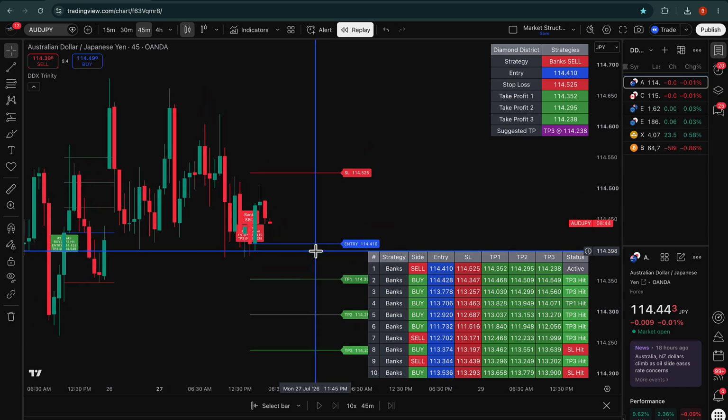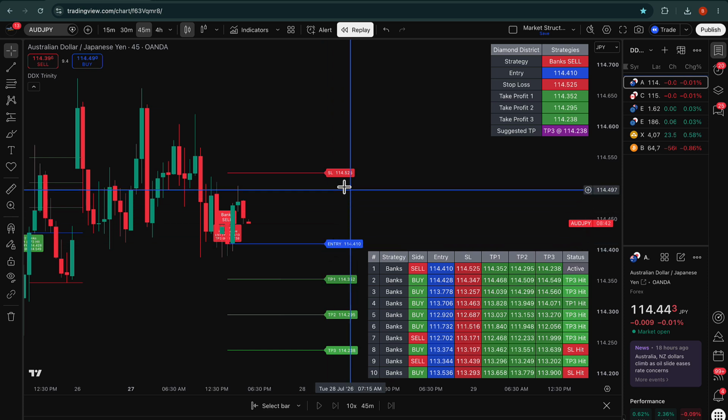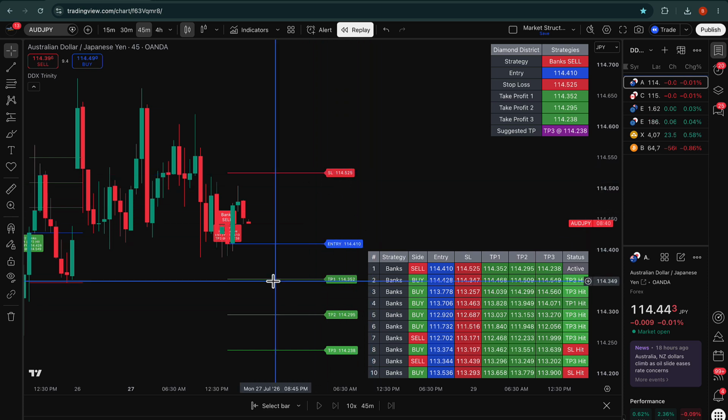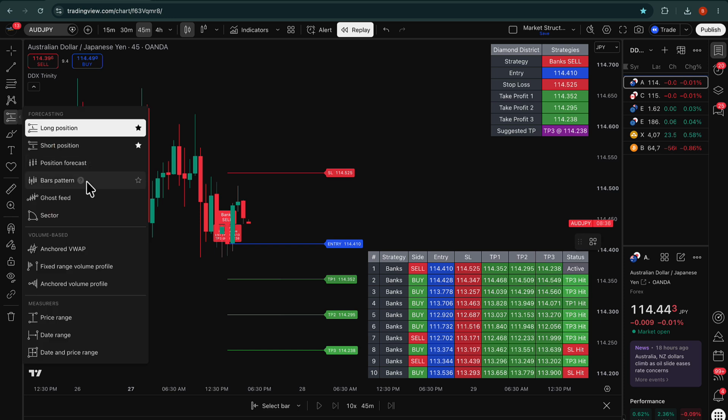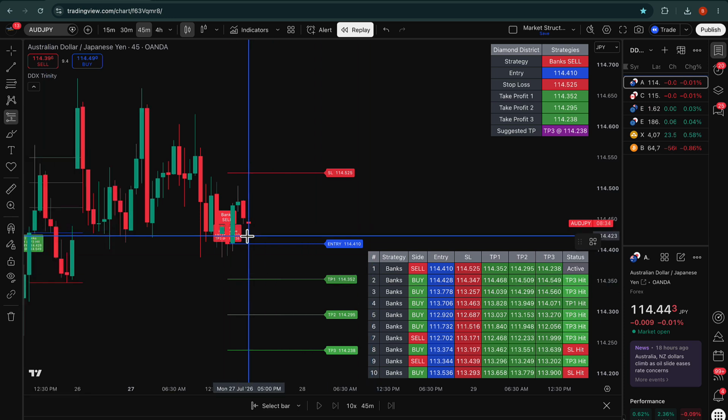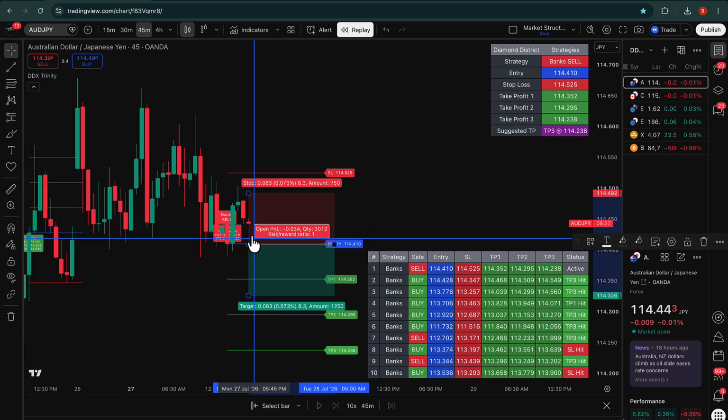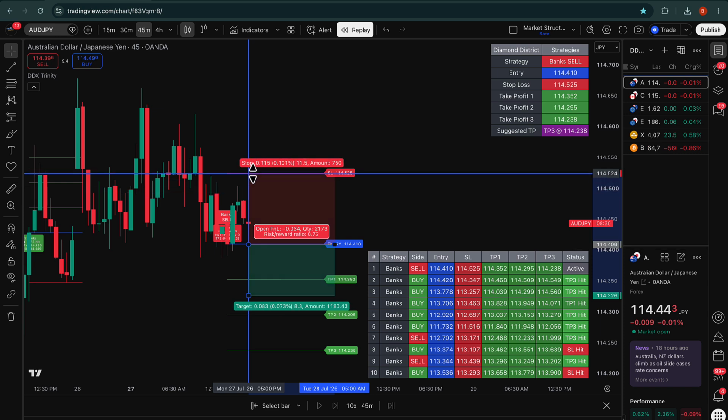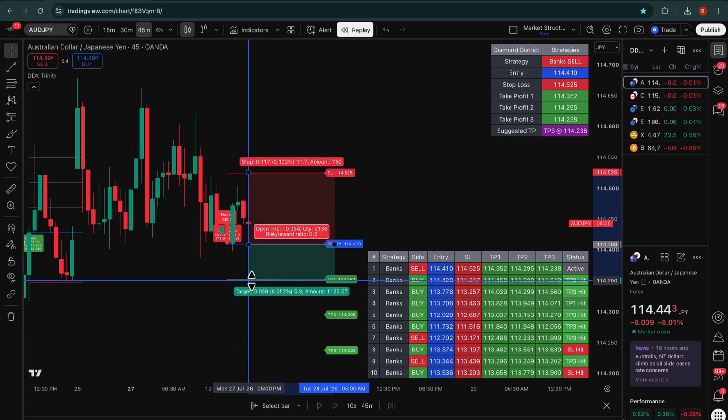So at your entry, wherever your stop loss is and your take profit determines your risk to reward. To give an example, in this one there was a short. That means it was a sell. Our stop loss was up here, and our TP1 was a 0.5.